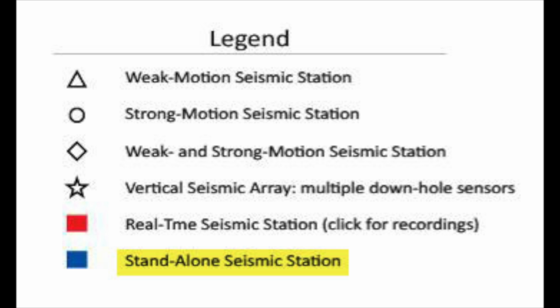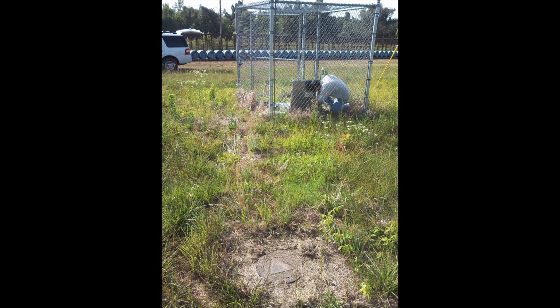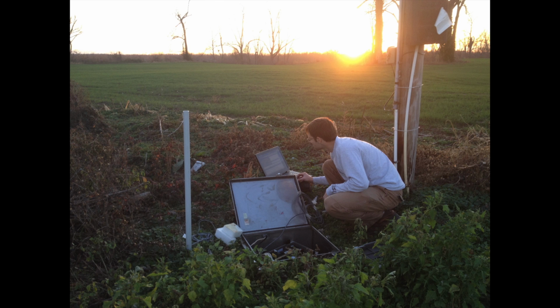The blue stations, as you can see in the legend, represent the locations of standalone seismic stations. They're called this because these stations aren't linked to our real-time network. The data they record must be collected manually by going out to these sites and uploading the data to a portable device and then bringing it back to the office for further analysis. This process occurs every 2 months.